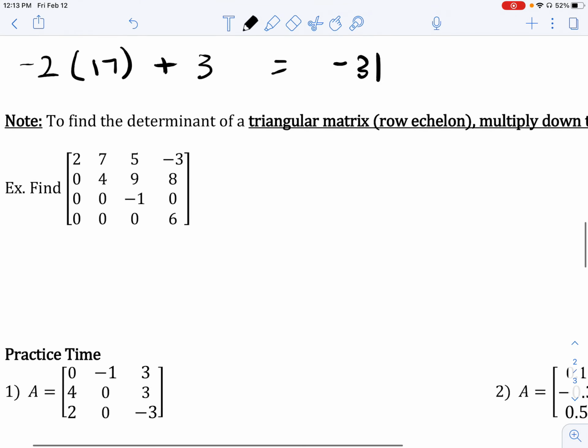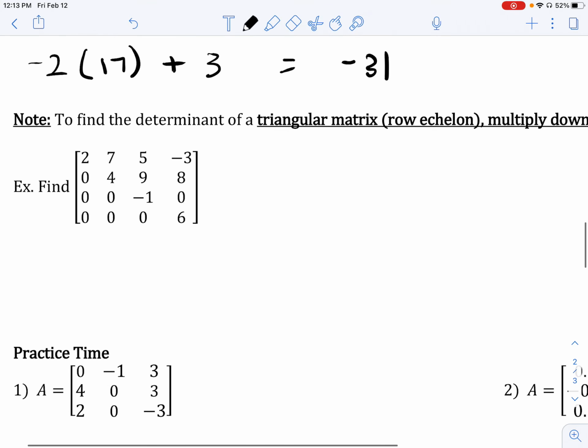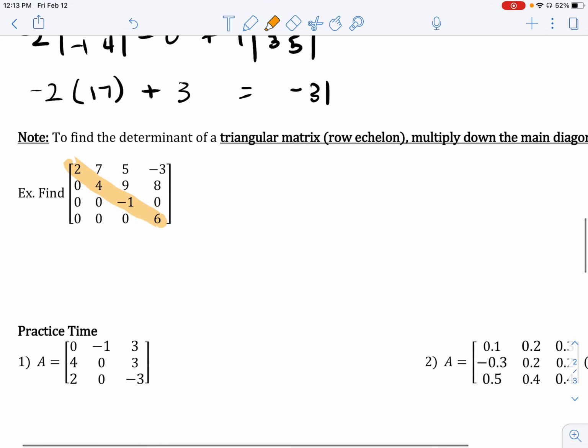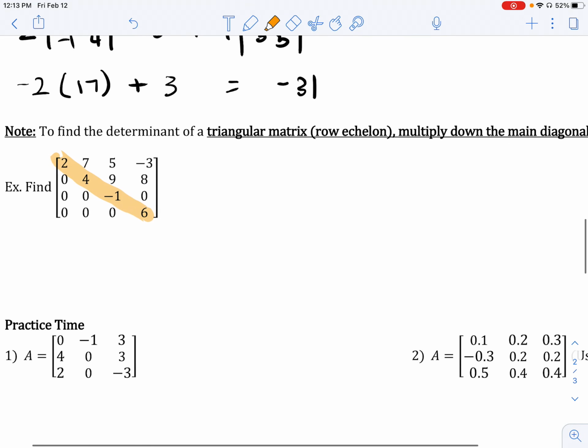Now, the last thing I want to just highlight here is whenever you have a triangular matrix, that is a matrix that is in REF, row echelon form, one little neat trick is that you can just go ahead and multiply by the main diagonal. And maybe pause and think for a second, why do you think that would be the case? Why do you think we can just simply multiply by the main diagonal to get this? And if you've been following this method of expansion by cofactors, hopefully it sticks out to you.